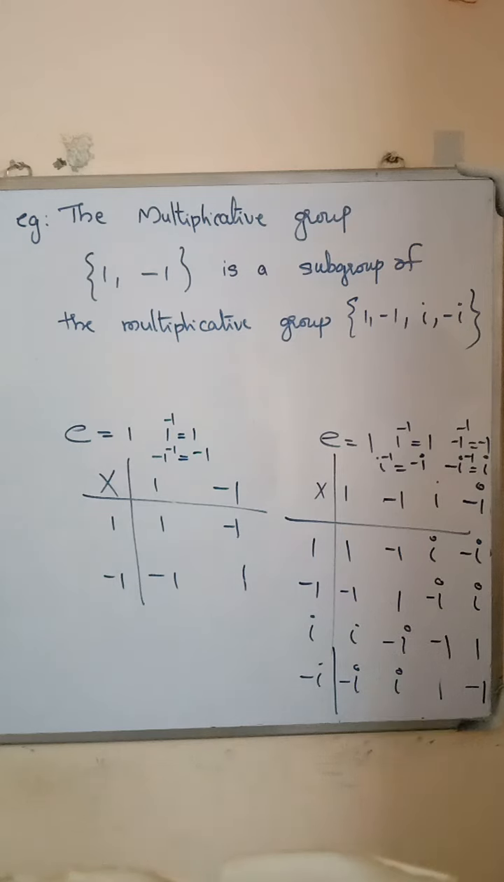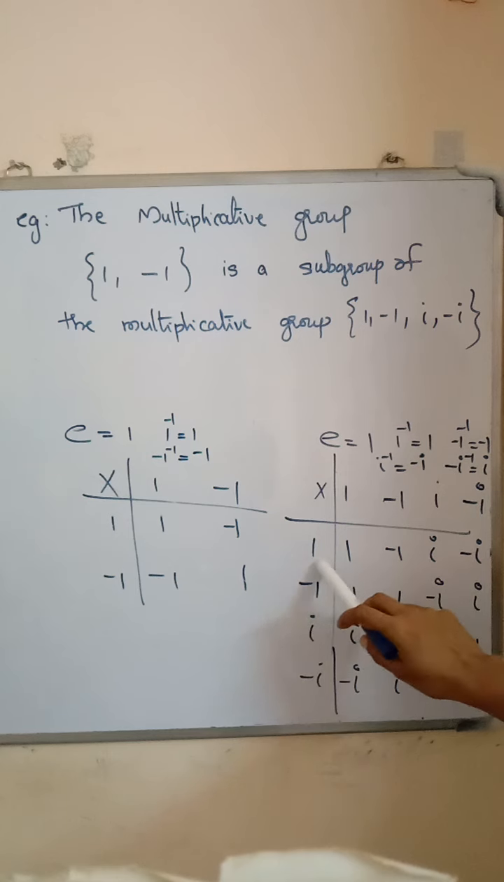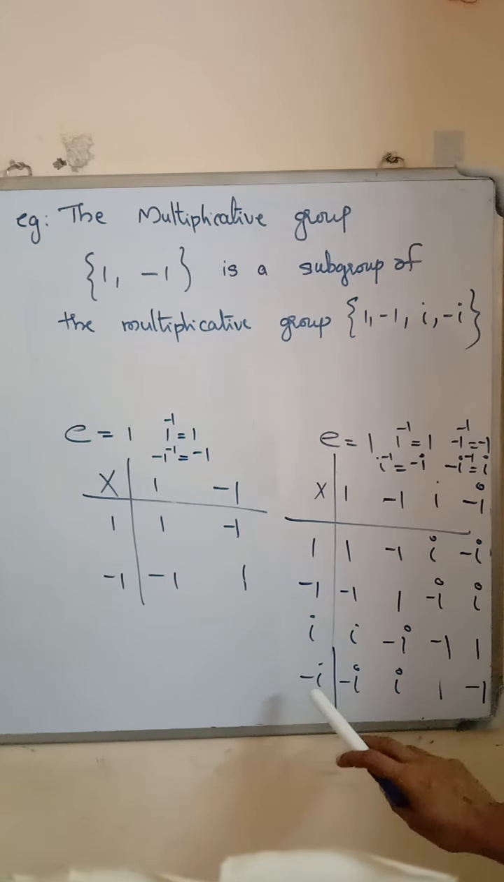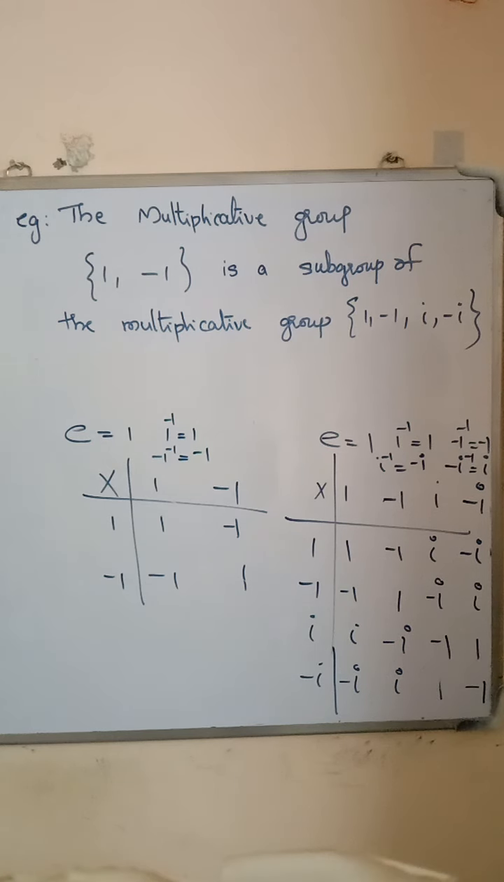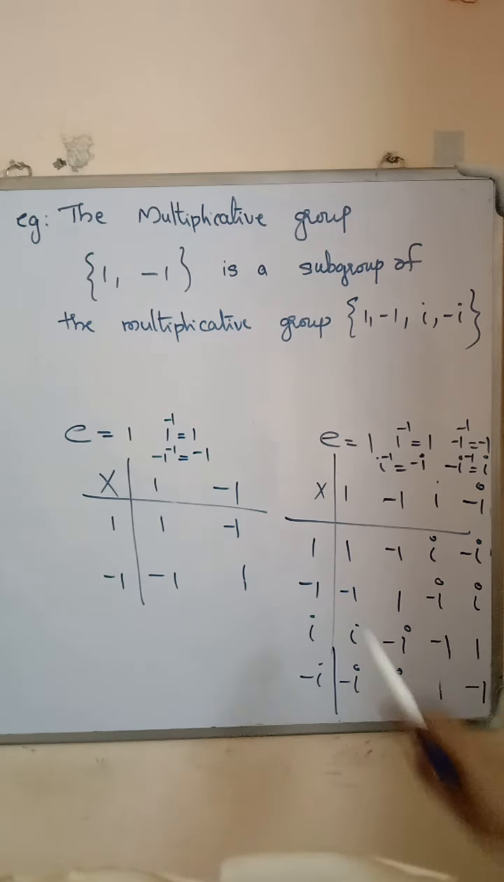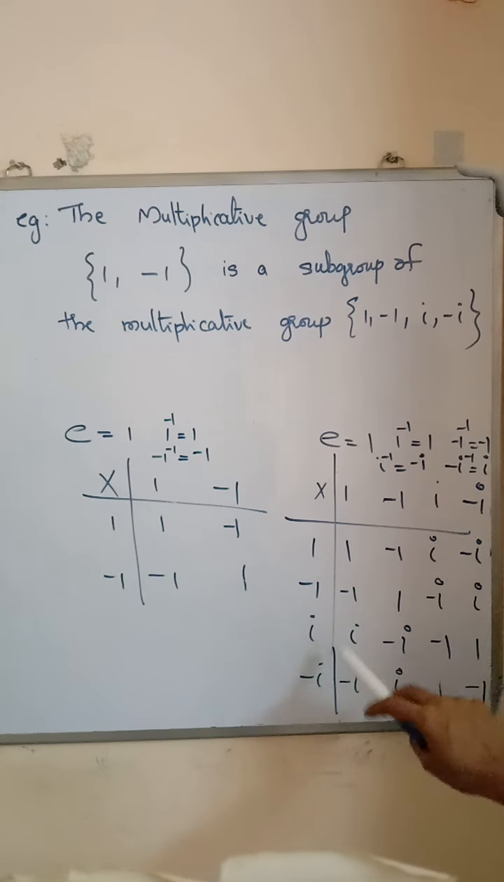Here i is the complex number. So 1 into 1, 1 into -1 is -1. Similarly, i into i is -1, i into -i is 1, and we fill the table like this. Here also multiplication is a binary operation and also it is associative. Also an identity element 1 exists, because 1 into 1 equals 1, -1 into 1 equals -1, i into 1 equals i, and -i into 1 equals -i.